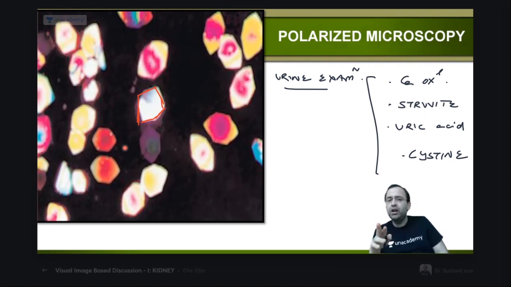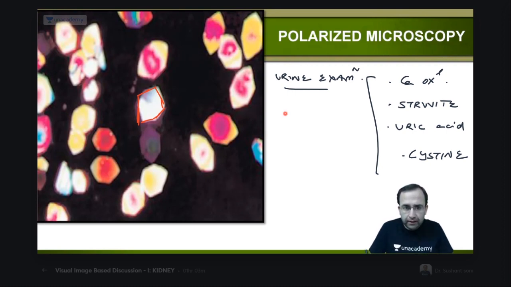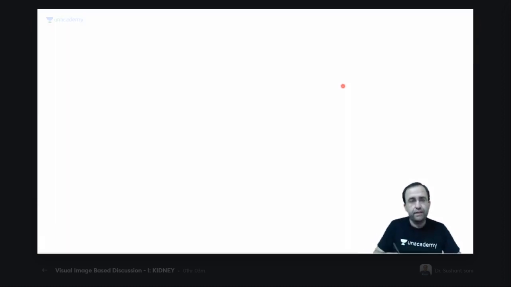Totally agreed, Ayushi. Rhomboid to hexagonal in shape, making this uric acid. Calcium oxalate, we will have a look at the shapes of other crystals. Calcium oxalate crystals.